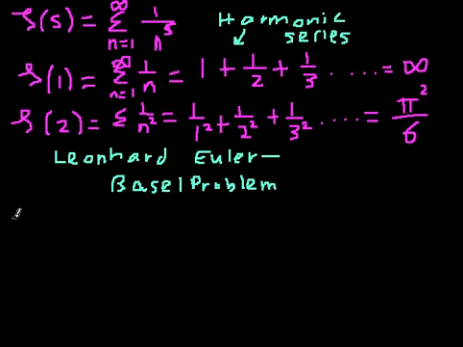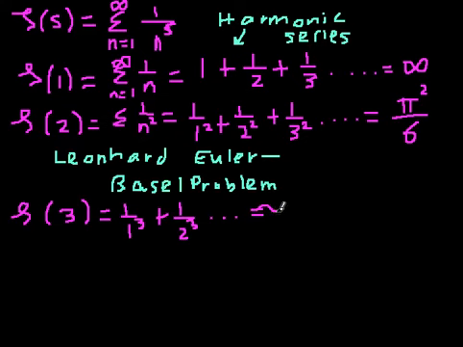And next you have zeta of 3, which is like 1 over 1 cubed plus 1 over 2 cubed up to infinity. Now this value, people know that it does converge, but all they've known is that they can only figure it out numerically. So it's like 1.202 something, and this value is known as Apéry's constant.